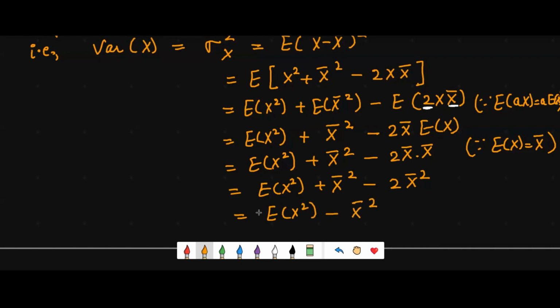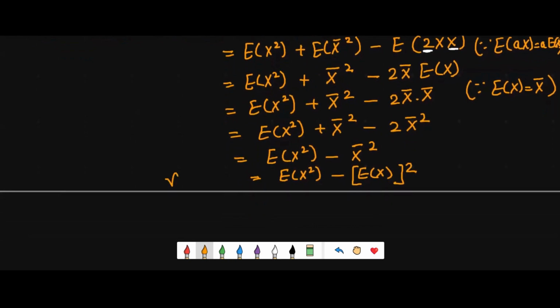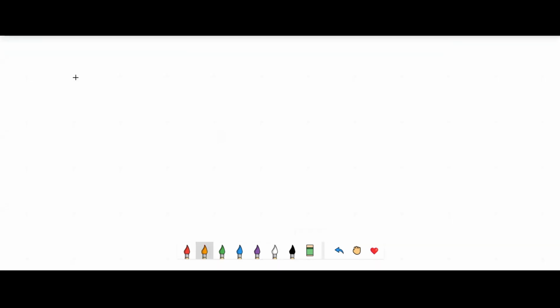So this can be written as e of x square minus (e of x) whole square, since x bar is e of x. So this is nothing but my variance, variance of x. So if the expected value of x square is given to you, you can directly calculate the variance of x.